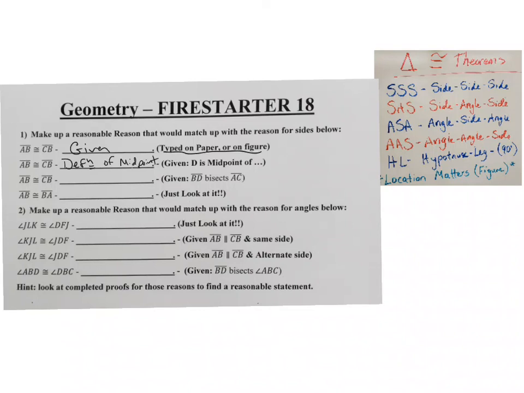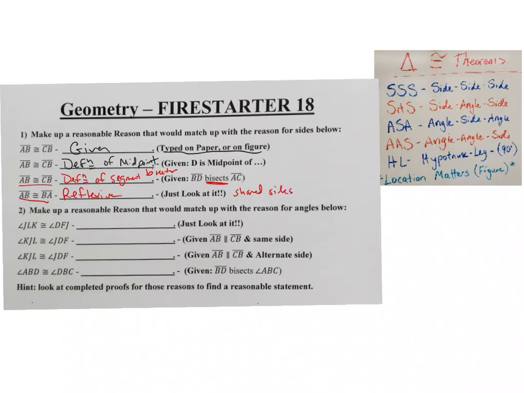If I don't see a midpoint given, I'm probably not going to use the midpoint definition. If I see this word bisects in the given, I bet I'm going to use definition of segment bisector. The reason it's not angle bisector is because right now my answer isn't given. Notice these are the same, so that's why it's probably going to be reflexive. You have to look at it. You might also see the other way to think of it called shared sides.